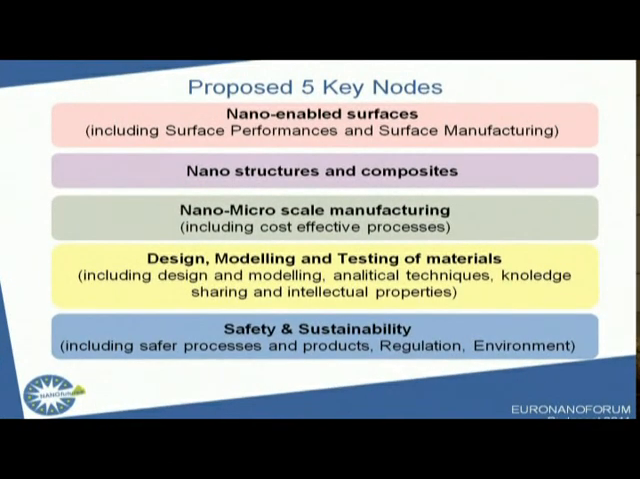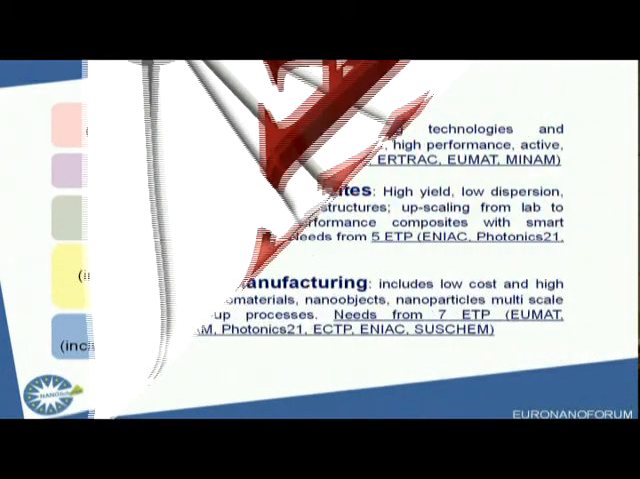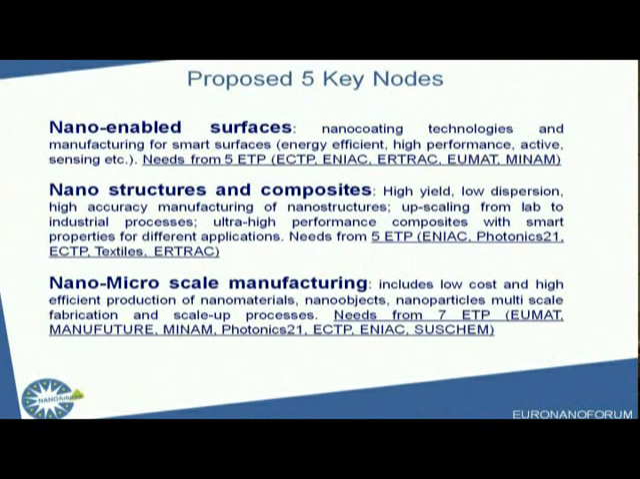This is a good structure, I think, because we have the first 2 that are related to the functional properties, so the study of functional properties of nanomaterials, nanostructures, composites, and surfaces. Then we have one which is related to the manufacturing of the first 2. And then at the end we have design, modeling and testing, and safety and sustainability, which are horizontal to the other 3.